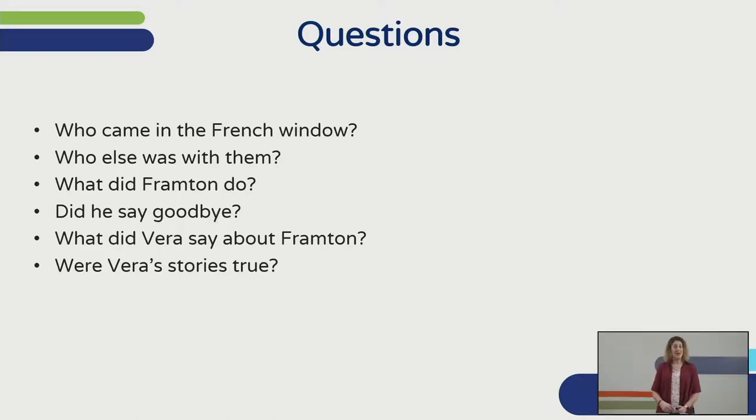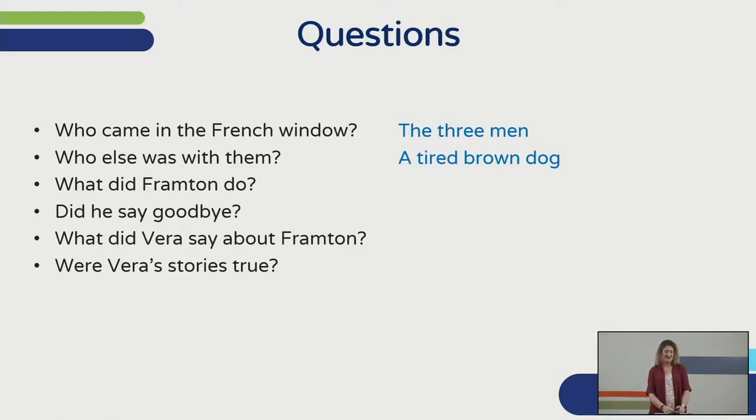Okay, so who came in the French window? The three men, Mrs. Sappleton's husband, and her two younger brothers, just like Vera said they would. And who else was with them? A tired brown dog.